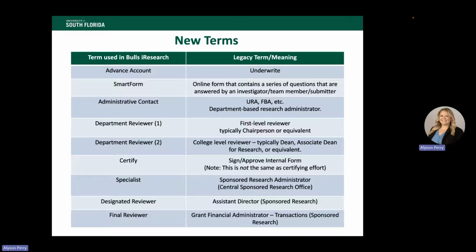The specialist is a sponsored research administrator, also known as an SRA within our sponsored research office. The designated reviewers are assistant directors of sponsored research. And the final reviewers are going to be grant financial administrators, also known as GFAs, located in our sponsored research office.